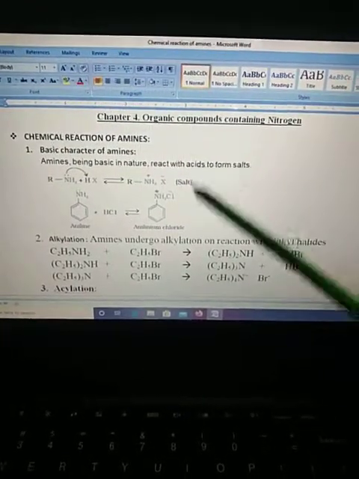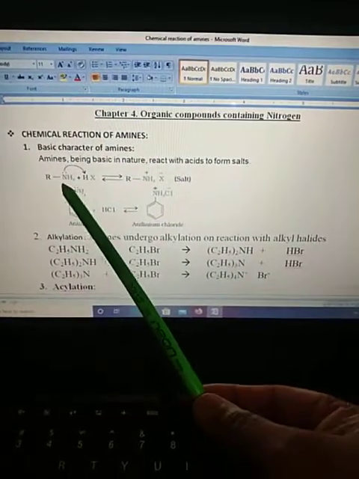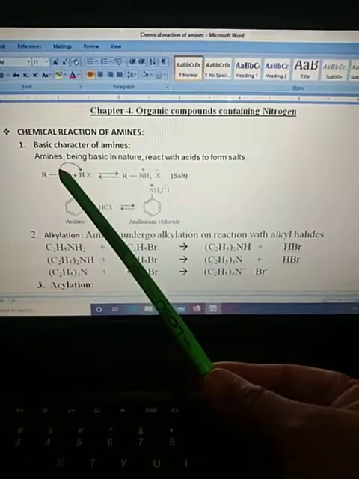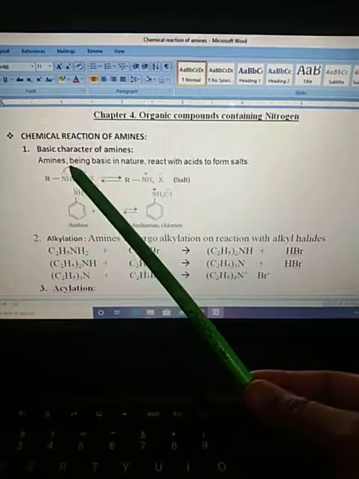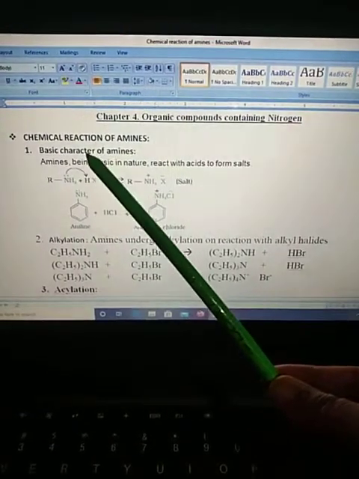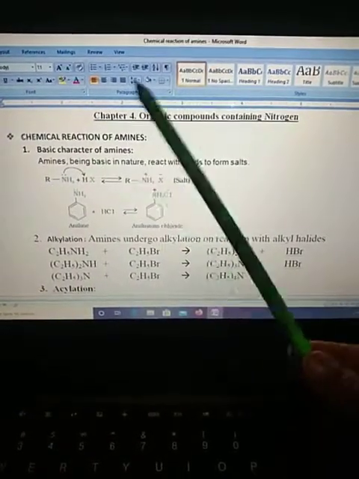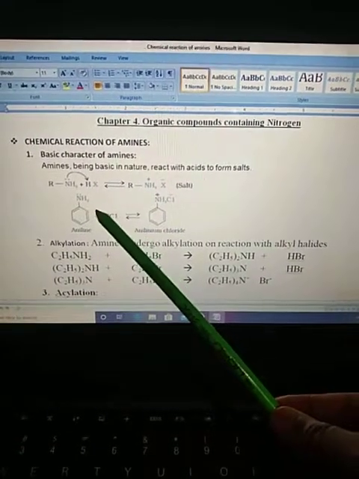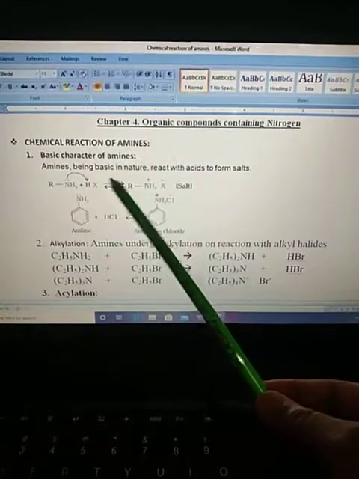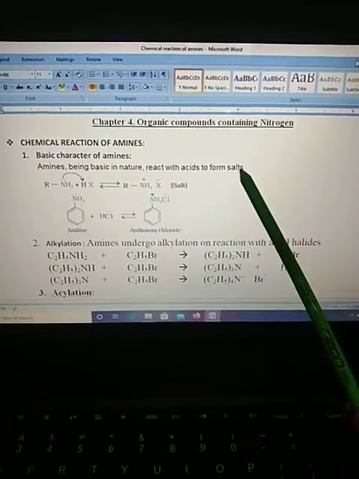and the basic character comes from the lone pair of electrons that is present on the nitrogen atom. Because according to the definition of a base, if an atom can donate a lone pair of electrons, it will act as a base. Similar thing happens in amines, so it will act as a base. So amines, being basic in nature, react with acid to form salt.